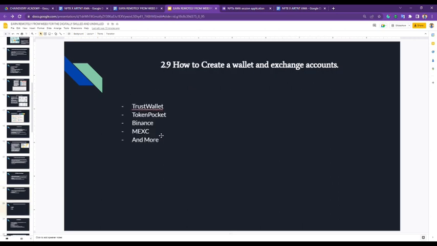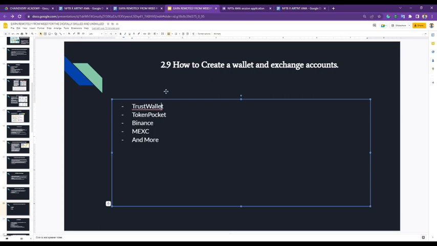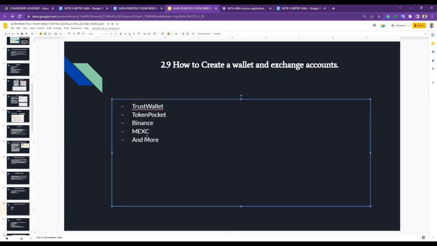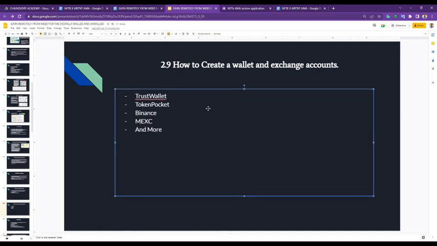So how to create a wallet and an exchange, I think I already showed that already. It's pretty straightforward. If you are opening a wallet, note that you create a wallet and you sign up on a centralized exchange. When you create a wallet, you can use it to access the decentralized exchange or other wallet services or other services that need a wallet to access.